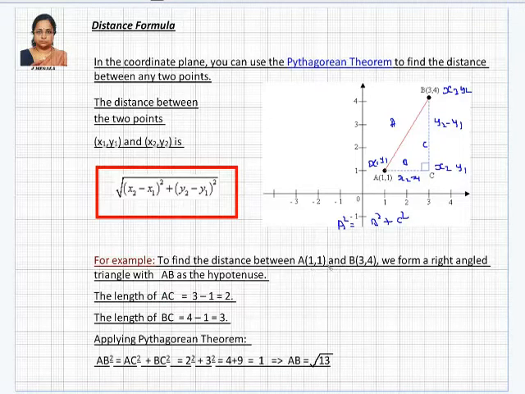The 2 points are given. So the x difference is 3 minus 1, which is 2. The y difference is 4 minus 1, which is 3. So the two values you have are 2 and 3. Squaring them, 2 square plus 3 square is nothing but 4 plus 9, which is 13. And AB square is equal to 13. Therefore, AB is nothing but root 13. That's what is given here.